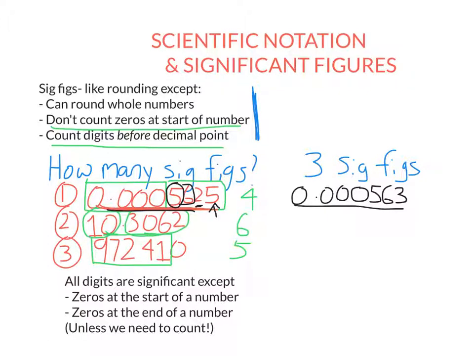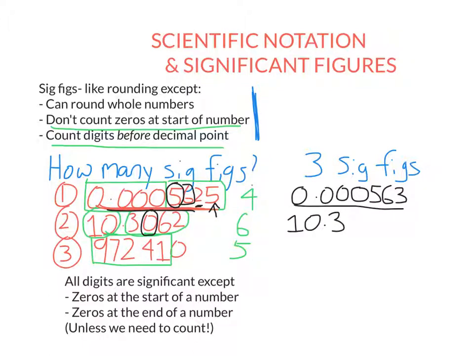Let's look at the second one. We want 3 significant figures. Once again, the digits before the decimal point count, so we write them. We need one more significant figure. Because we have a 0 here, 4 or less leaves the score, we don't round up.